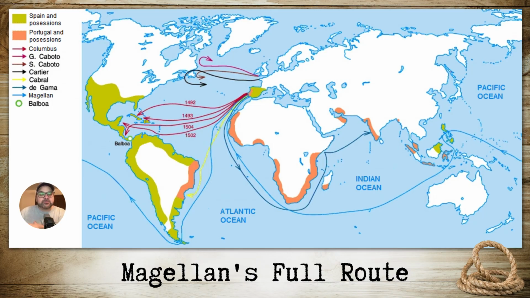They don't show exact routes or stopping points, but you can kind of see as you get to the southern tip of South America, you have this little jaunt through this little territory, the Strait of Magellan, then taking that route all the way across the Pacific Ocean up into the Philippines, which is where Magellan dies, and then making their way back through the Indian Ocean around Africa and up to Portugal. But you can see the routes of Columbus, Caboto, Cartier, Vasco da Gama, etc.